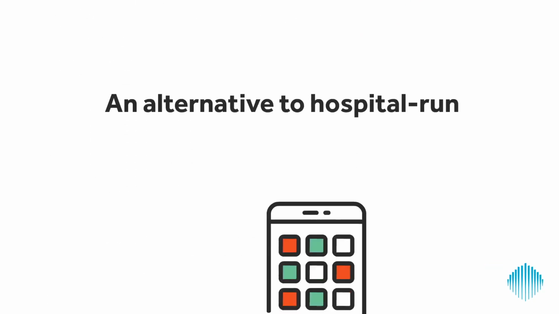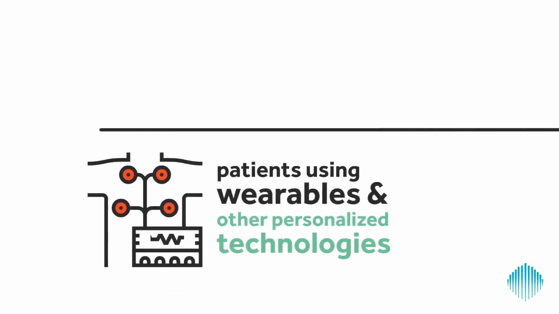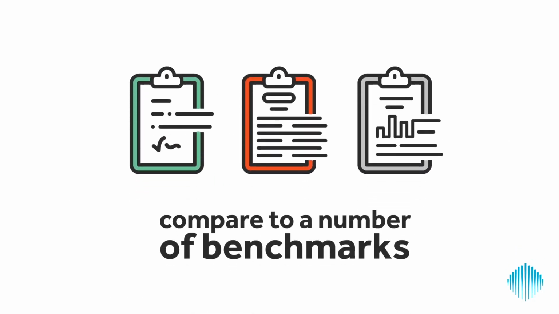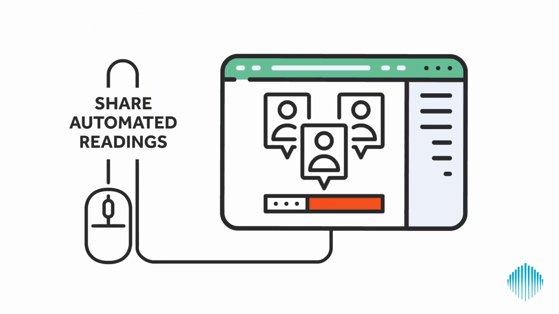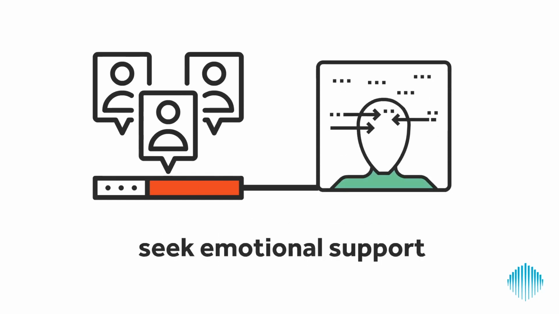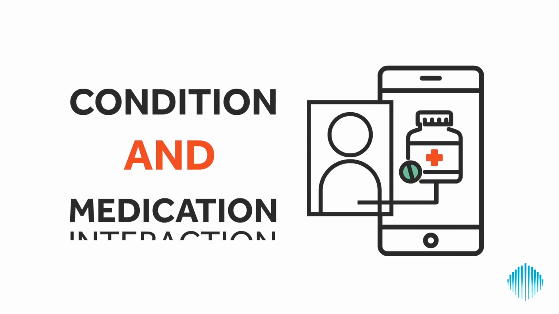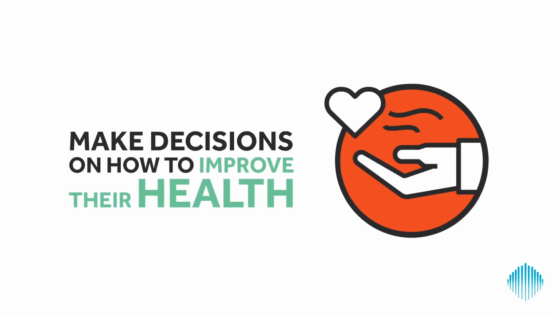An alternative to hospital-run healthcare programs is the drive towards patients using wearables and other personalized technologies to receive a variety of readings, which they can directly compare to a number of benchmarks and decide whether or not to proceed to a healthcare professional. Other patients may instead choose to consult health social networks to share information from their automated readings, consult a physician during Q&A sessions, or even seek emotional support. Patients may also use apps to detect a correlation between their condition and medication interactions or bad health practices to make decisions on how to improve their health.